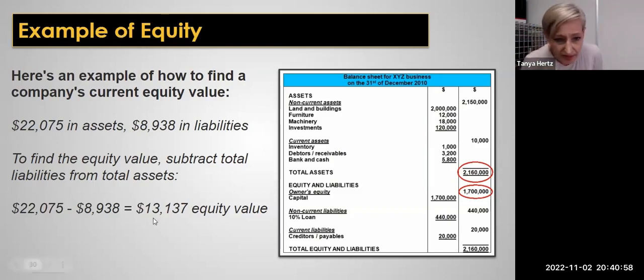So here's an example of a company that has $22,075 in assets, $89,38 in liabilities. And to find that equity, all you do is you take the assets minus that liability gives you the equity value. So assets minus liabilities equals equity value. And that's about $13,000 in equity in that company.